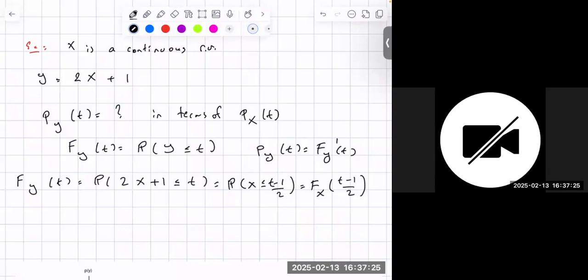Now I'm going to take derivatives left and right. The derivative of this will give me the density of y. The derivative of this should give me something about the density of x, one way or another. On the left-hand side is the derivative of F_Y at t. Then I take the derivative of F_X at (t minus 1) over 2. What is that going to be? Here I'm taking a derivative of the cumulative distribution function, but inside there is not a t, there is (t minus 1) over 2.